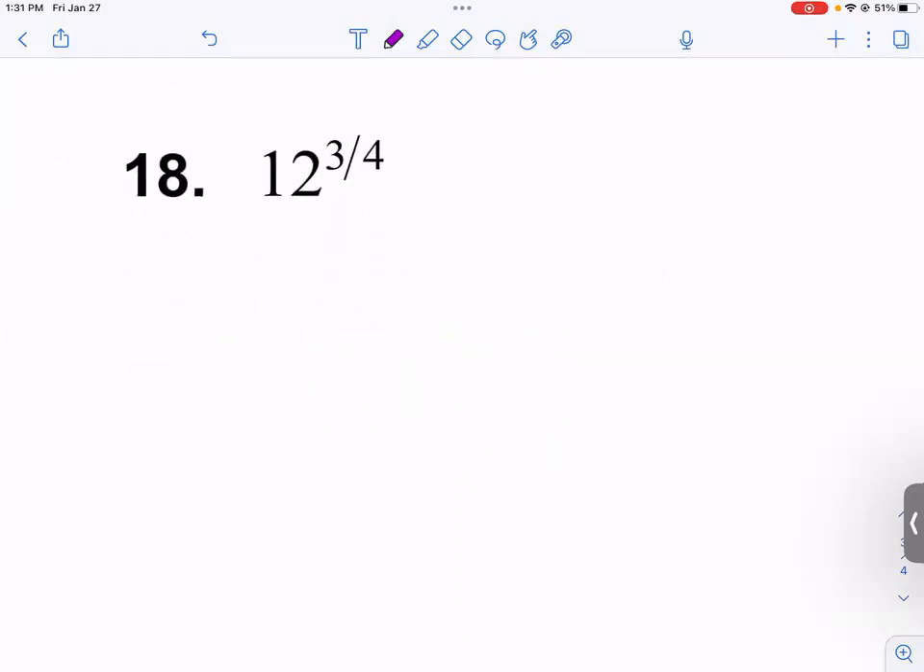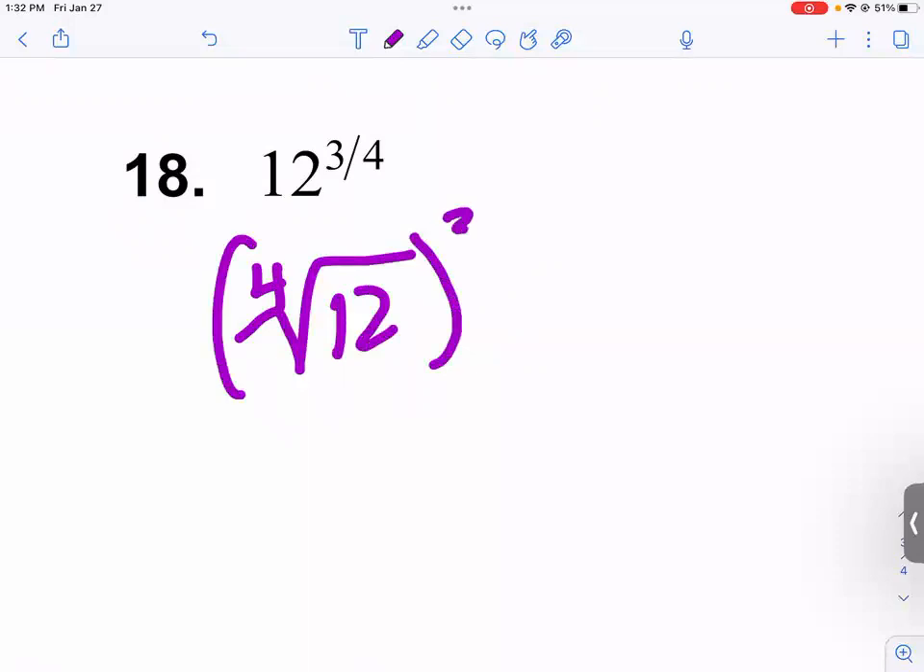Okay, number 18, Elliot, how would we rewrite that one? Which kind of root? Is it a 3rd root or a 4th root? Yeah, you have the 4th root. So we have the 4th root of 12 and then cubed. Okay, now we've practiced rewriting, so now we're going to actually use this.